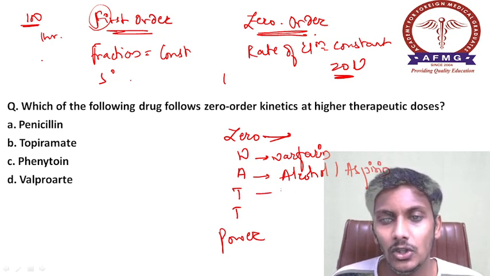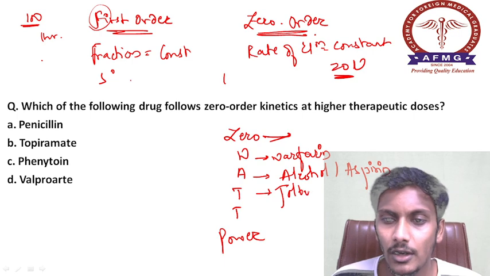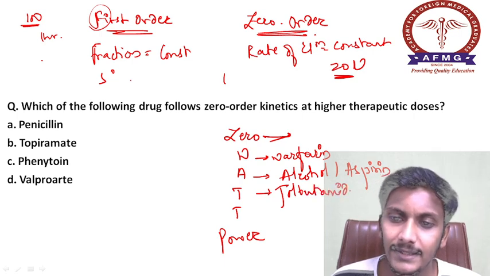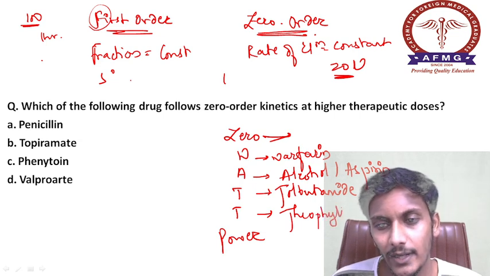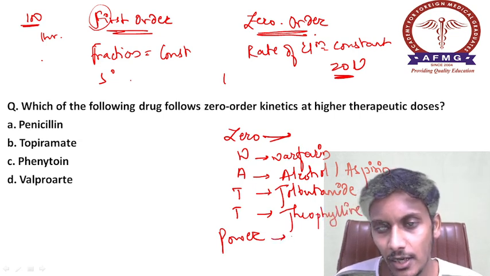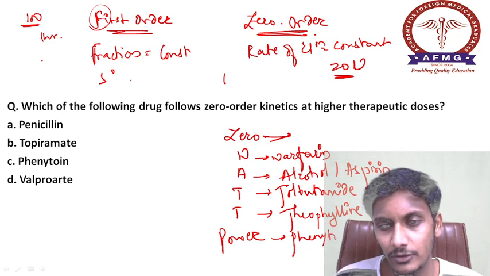T goes for tolbutamide. Next T goes for theophylline. And last P goes for phenytoin.